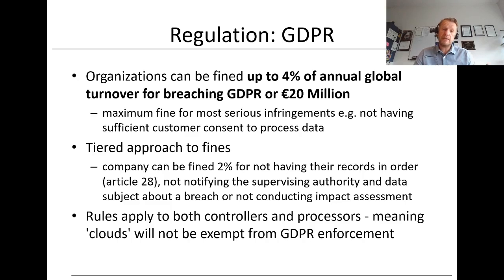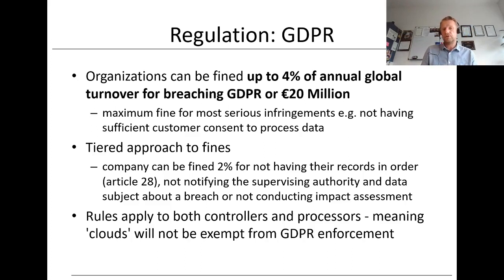There are big fines that can come if you're not GDPR compliant. Organizations can be fined up to 4% of their annual global turnover for breaching GDPR, or 20 million euros, which is quite a lot. This is a maximum fine, and there are actually multiple levels or tiers of those fines. A company can be fined 2% for not having their records in order, for not notifying the supervising authority and data subject about a breach, or for not conducting any impact assessments of those data breaches.